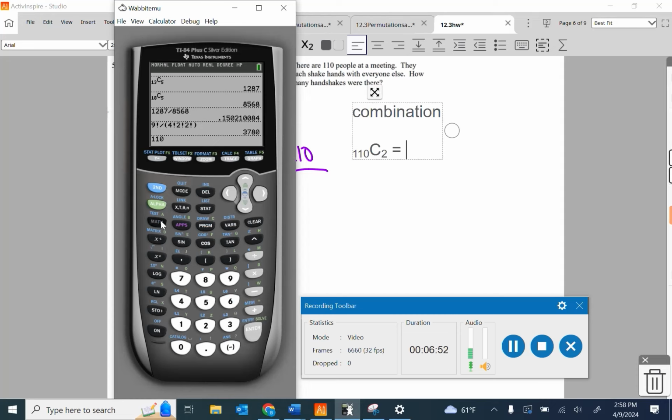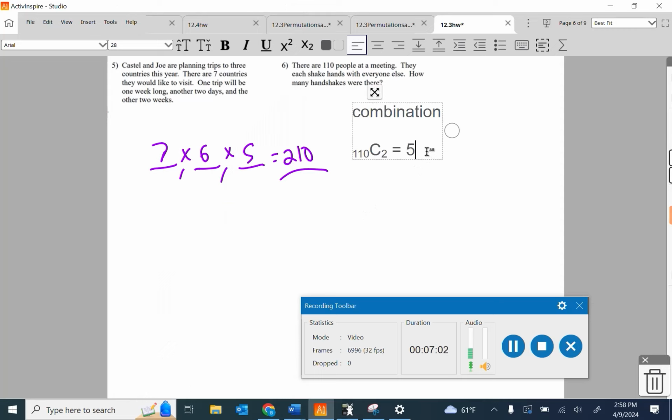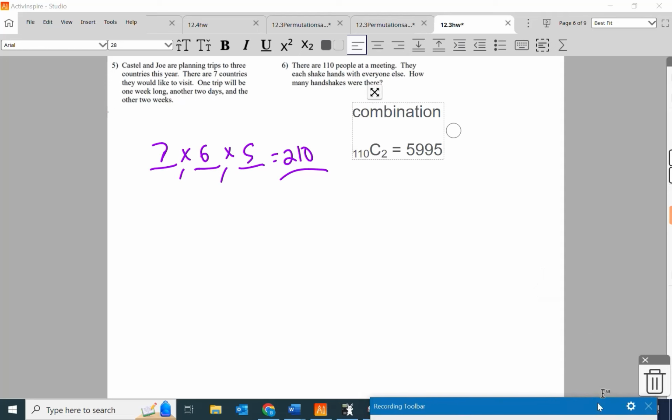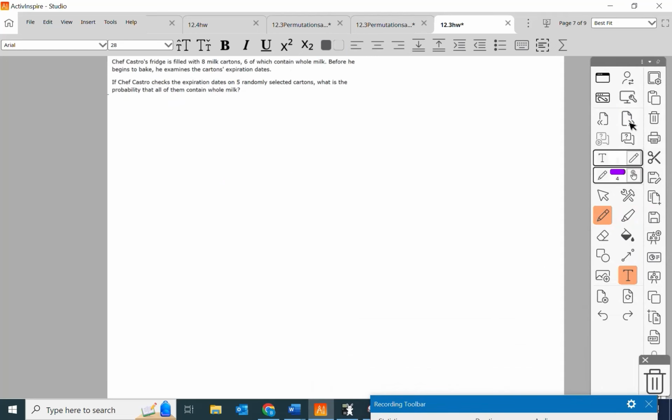110, math, probability, choose 2. 5,995 ways to shake hands, or 5,995 handshakes. All right, I think I got 2 left.